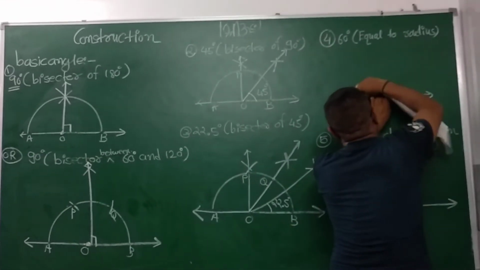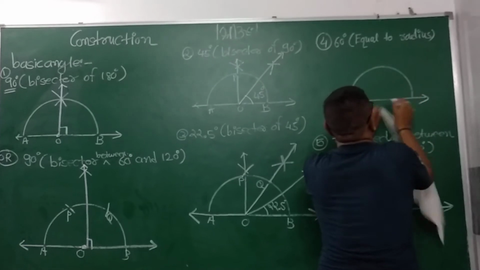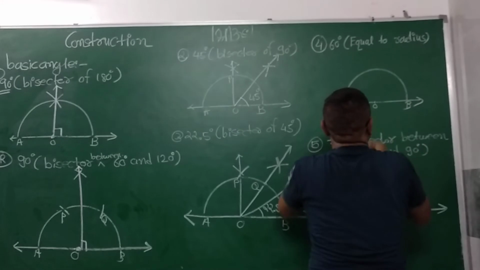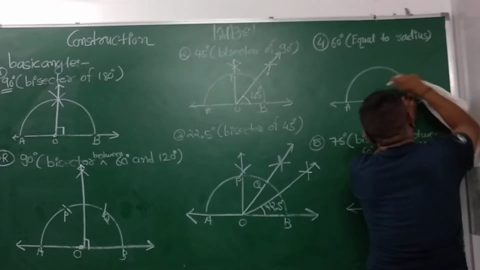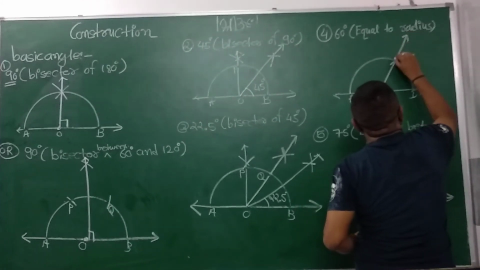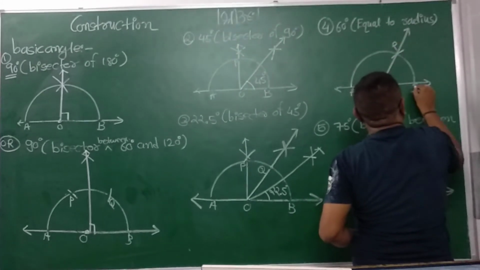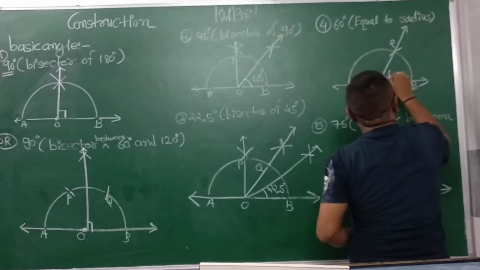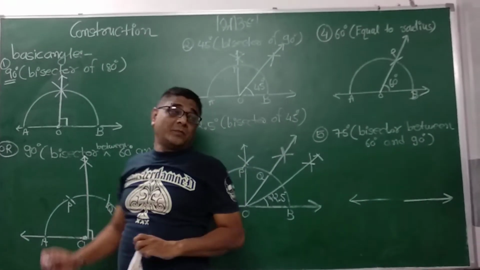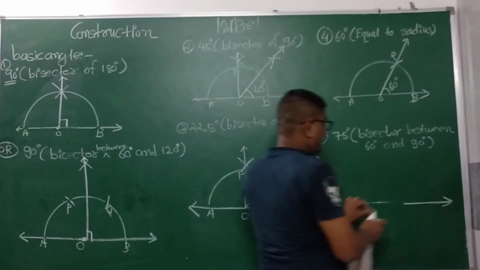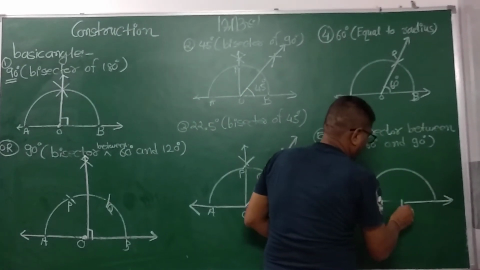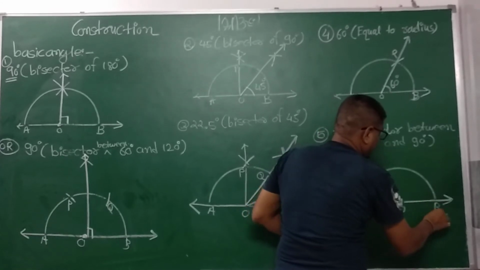Now 60 degree. For 60 degree again we have to draw an arbitrary arc. Label it as point A, O, and B the end point, and 60 degree means equal to the radius, and join with the center of the circle, the ray. So angle POB is known as 60 degree. Now 75 degree. For 75 degree we have to draw first of all 90 degree and 60 degree.